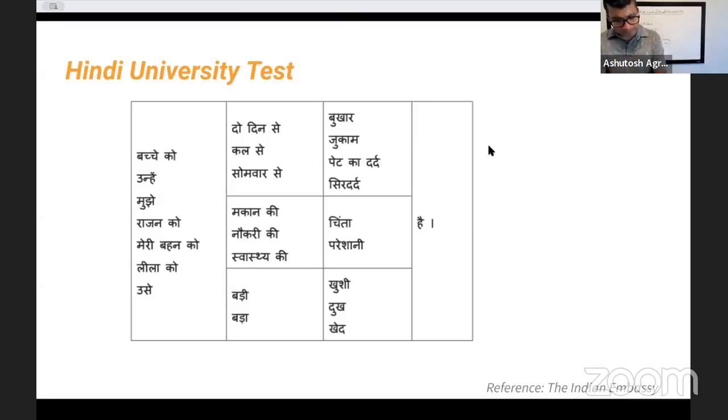अच्छा, तो लीला को स्वास्थ्य की परेशानी है. Okay, Leela has worries about her health. मुझे मकान की चिंता है. I have worries about my house. उन्हें सोमवार से सिर दर्द है. Since Monday, they have a headache. Good job.